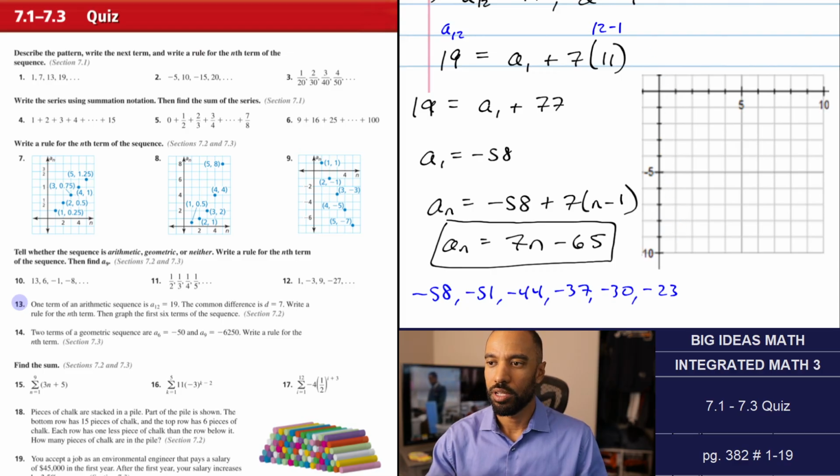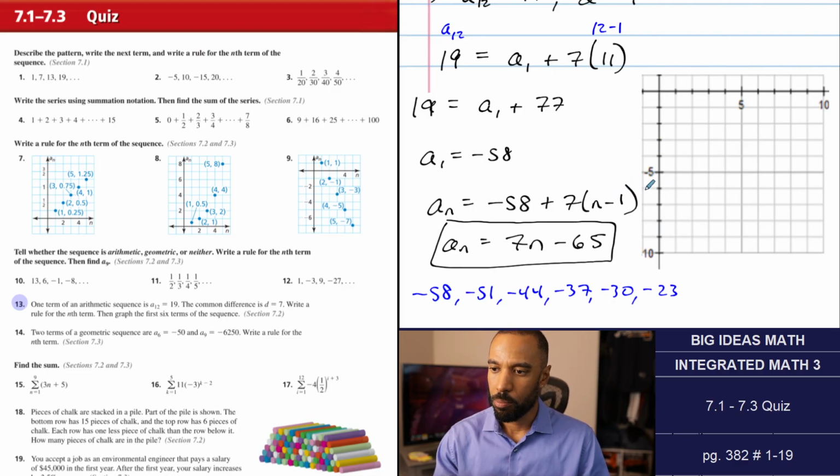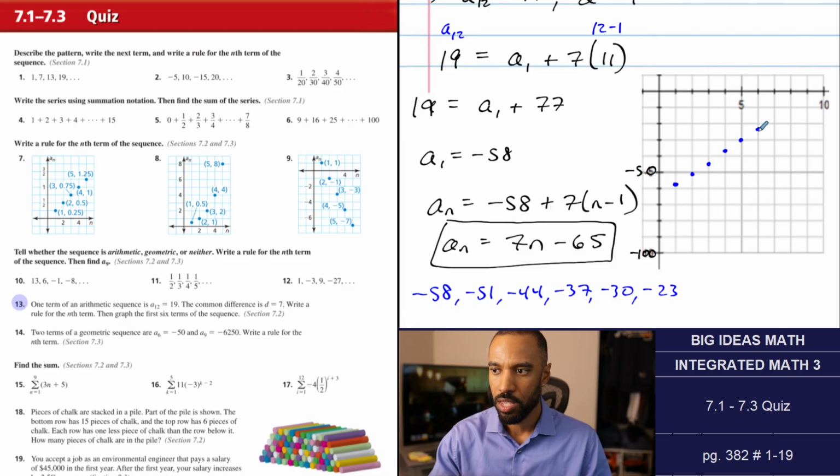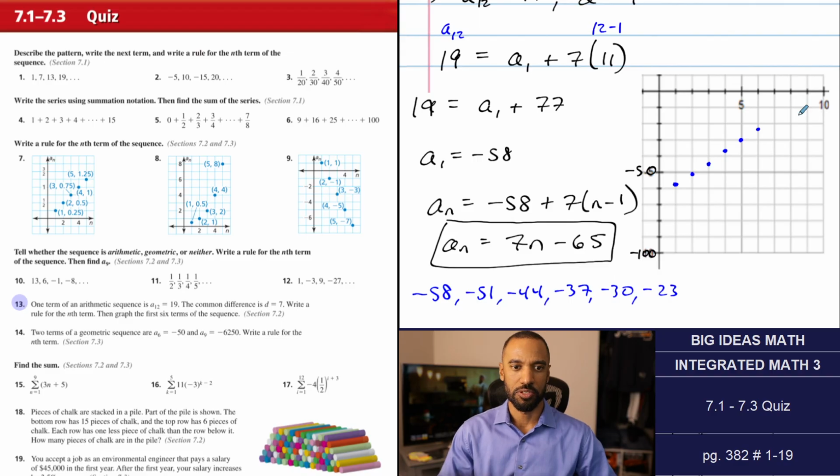First term's negative. Oh, let's change the scale. Let's go by, 12s is too weird. Let's just go by 10s. Negative 50, negative 100, although I have nothing to really fit in that area. So negative 58 would be around here. Negative 51, negative 44, negative 37. You can see that constant difference, negative 30 and negative 23. Those would be the first 6 terms of that sequence.